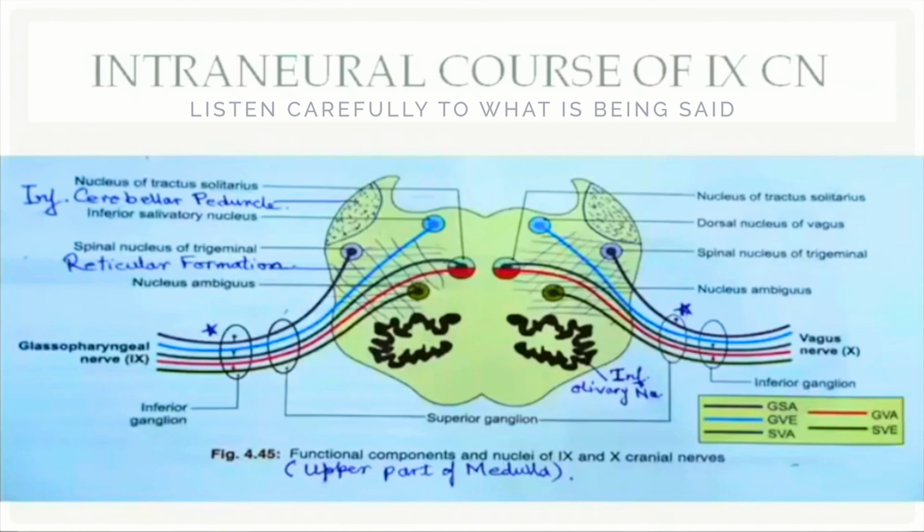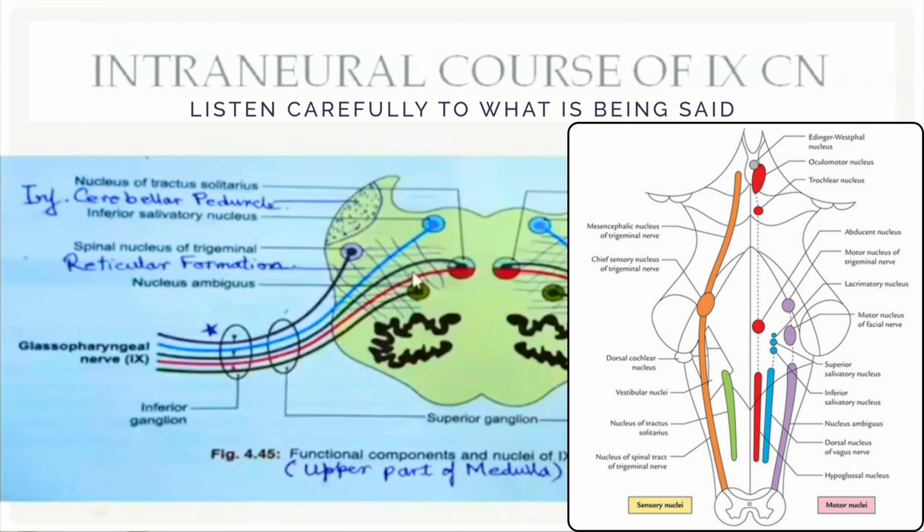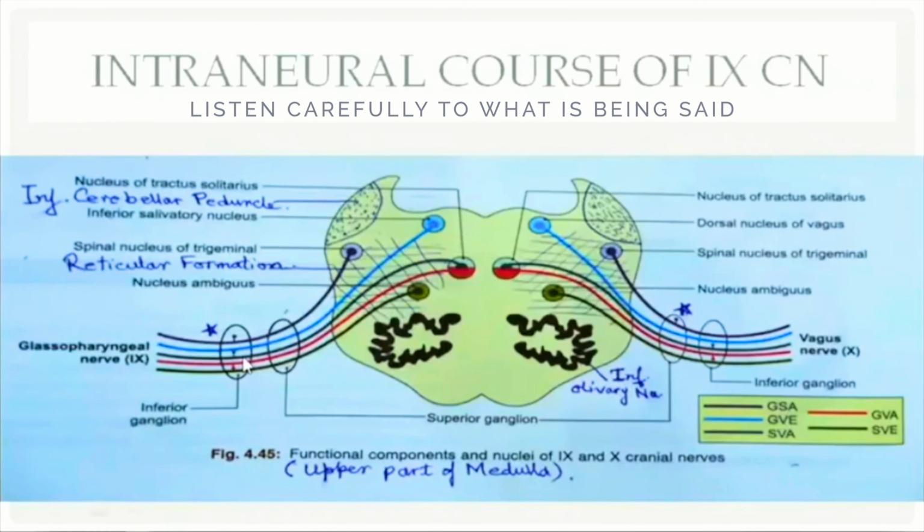So from this area, the general visceral afferents for the general sensations will be brought in here. Remember, can you see the red color fibers? They're reaching here in the nucleus of tractus solitarius in the lower portion. Got it? And because they're first order sensory neurons, they will be pseudo-unipolar neurons.